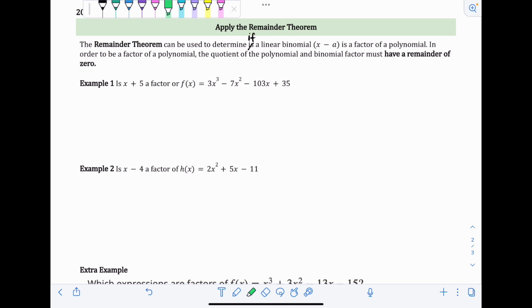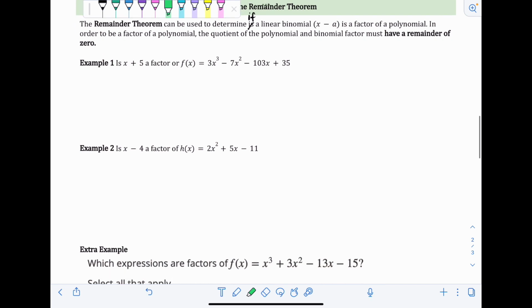So I'll do example 1 and example 2. I'll use one just applying the remainder theorem, and then one using synthetic division. And then there's an extra example where it'll be a good chance to show really where synthetic is helpful. But feel free to pause or stop after example 2 if it's enough information.